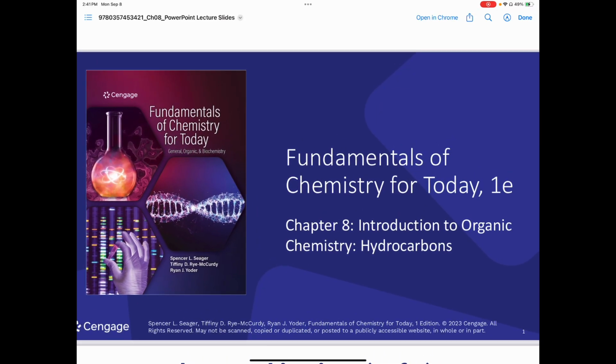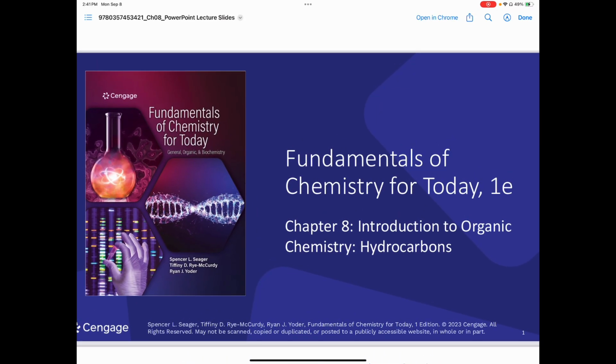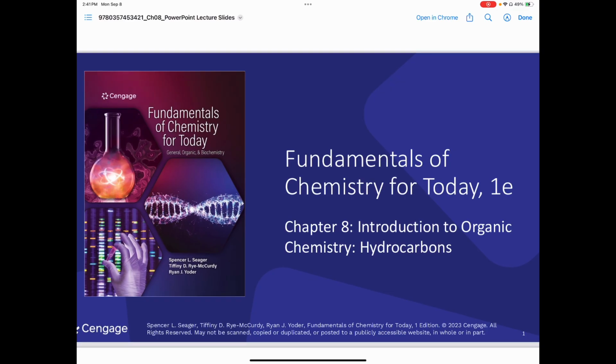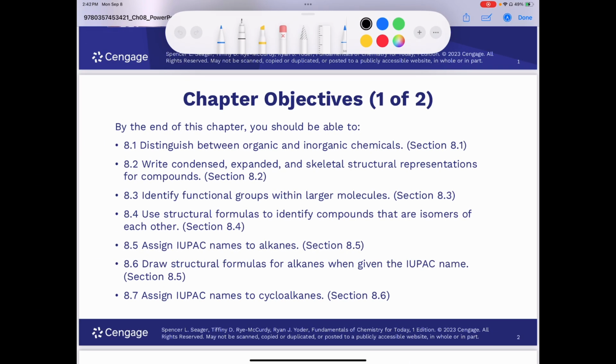All right, let's take a look at organic chemistry, and we're going to start by taking a look at hydrocarbons. And before we get into the subject matter, let's take a look at some of the chapter objectives. So you should be able to distinguish between organic and inorganic compounds, write condensed, expanded, and skeletal representations for compounds, identify functional groups, use structural formulas to identify compounds that are isomers.